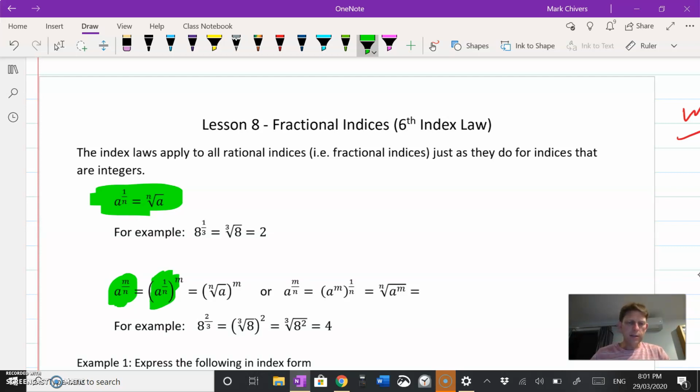As you can see in the next example, 8 to the power of 2/3 is going to be the cube root of 8, because the value in the denominator determines the surd. And the value in the numerator is still just a normal power, and we can multiply that out.